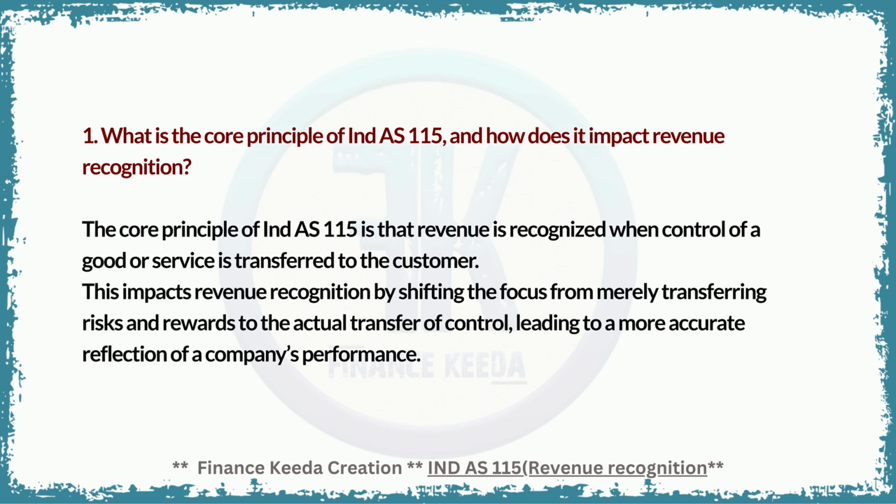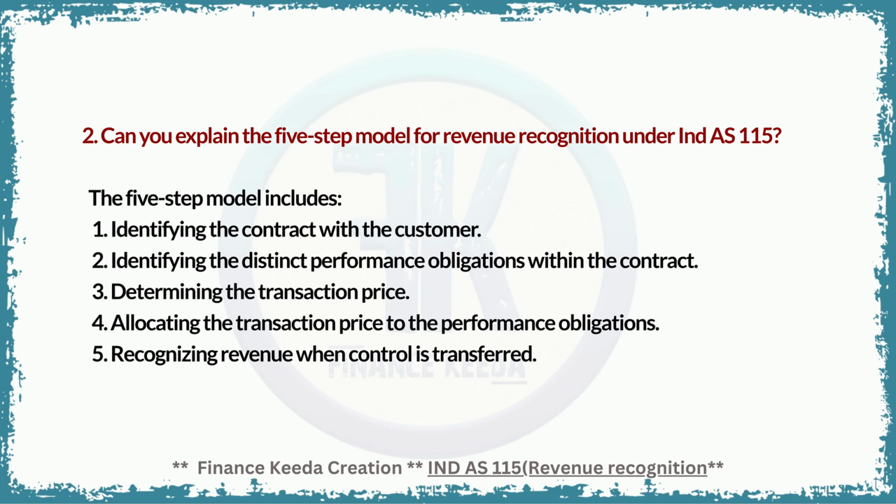2. Can you explain the five-step model for revenue recognition under Ind AS 115? The five-step model includes: 1. Identifying the contract with the customer. 2. Identifying the distinct performance obligations within the contract. 3. Determining the transaction price. 4. Allocating the transaction price to the performance obligations. 5. Recognizing revenue when control is transferred.